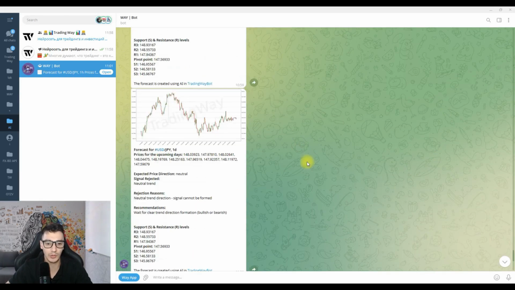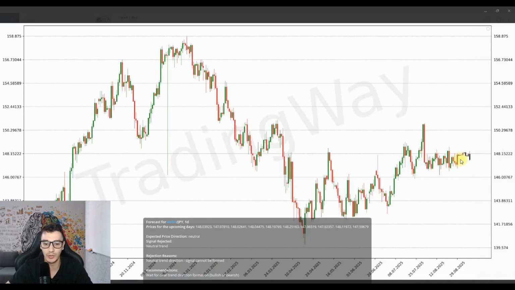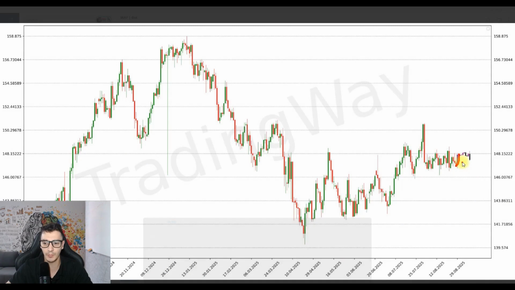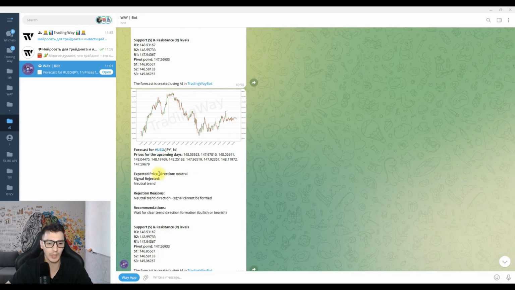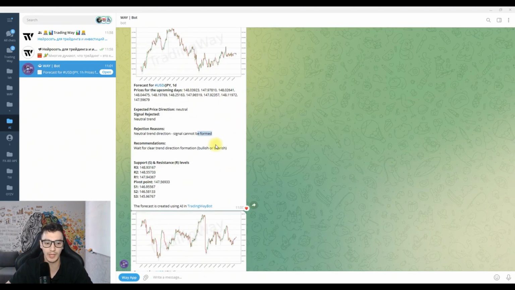So that's why I went on to request a forecast and analysis from the neural network on a higher time frame. And once again, the neural network calculated an upward price movement for us on the daily chart, but it also pointed out that our primary filter did not pass. We don't have a clear trend direction, there's no signal or established movement, and so according to the neural network's logic, it's best not to enter the market.